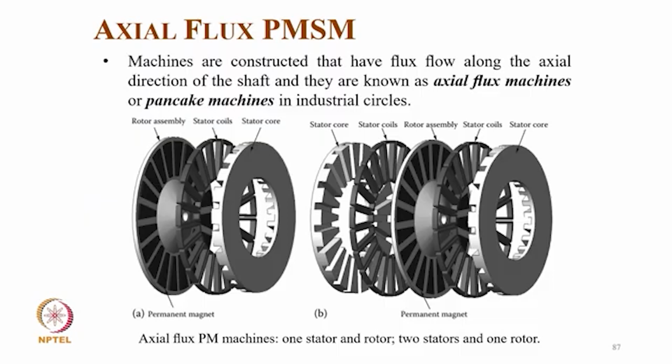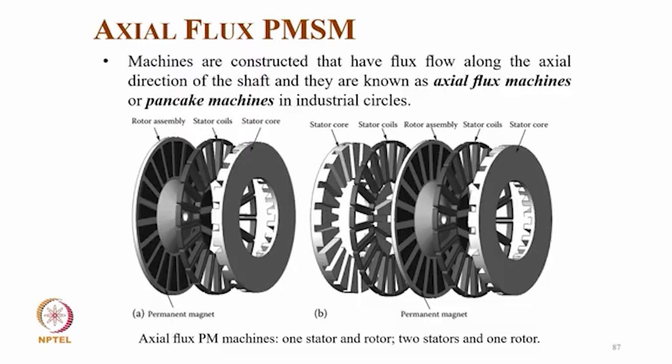So another type of construction is axial flux machine. So machines are constructed that have flux flowing along the axis direction of shaft, and they are known as axial flux machines or pancake machine in industrial circuit. So you can see on the left side, A, where we have a rotor geometry on one side, and then we have a stator typically with the coils shown in between, and then in the B side we have stator on both sides, and typically we have a magnet rotor assembly on the rotor side. So sometimes rotor is only with the magnets bonded with the synthetic material, so it's very light, as well as it has very low inertia.